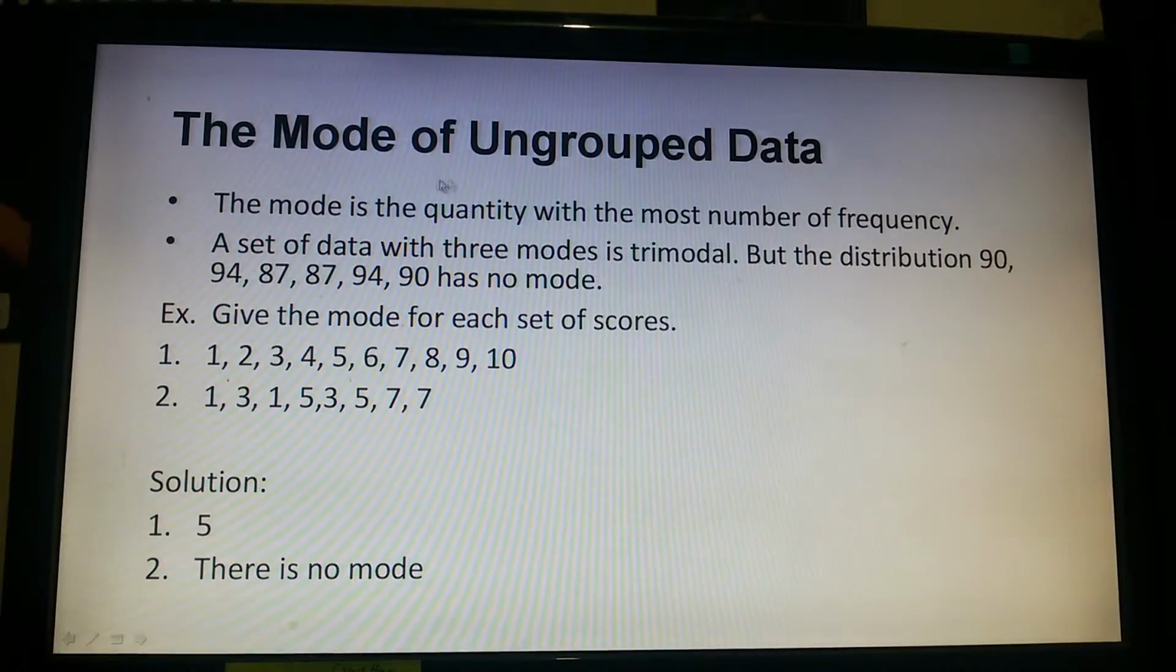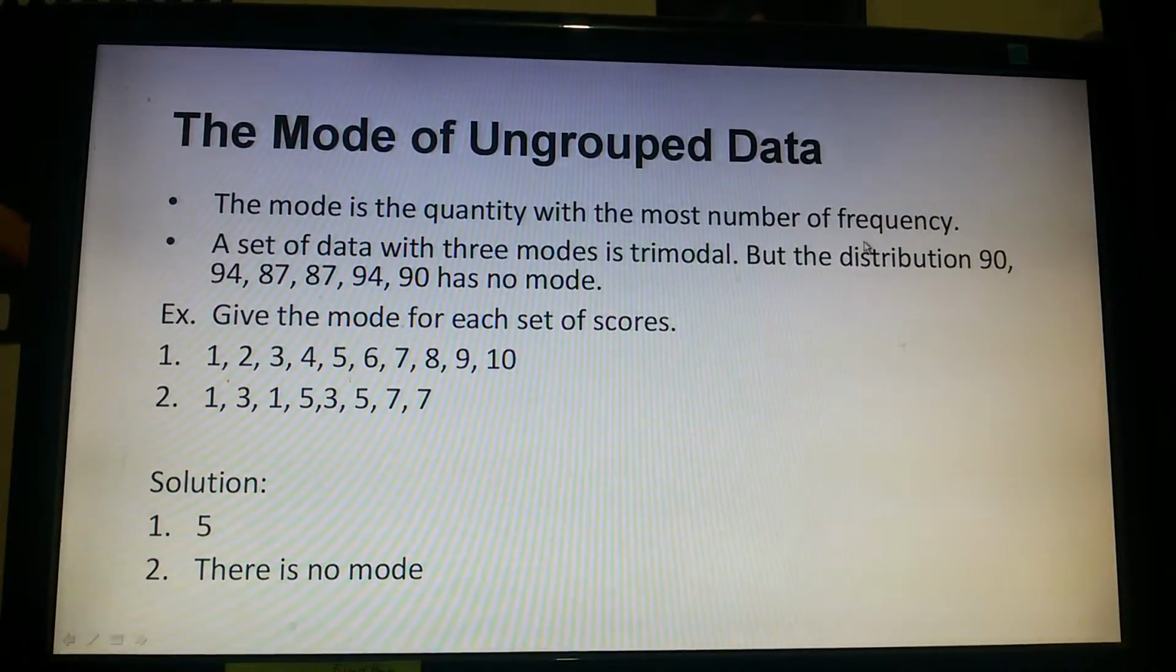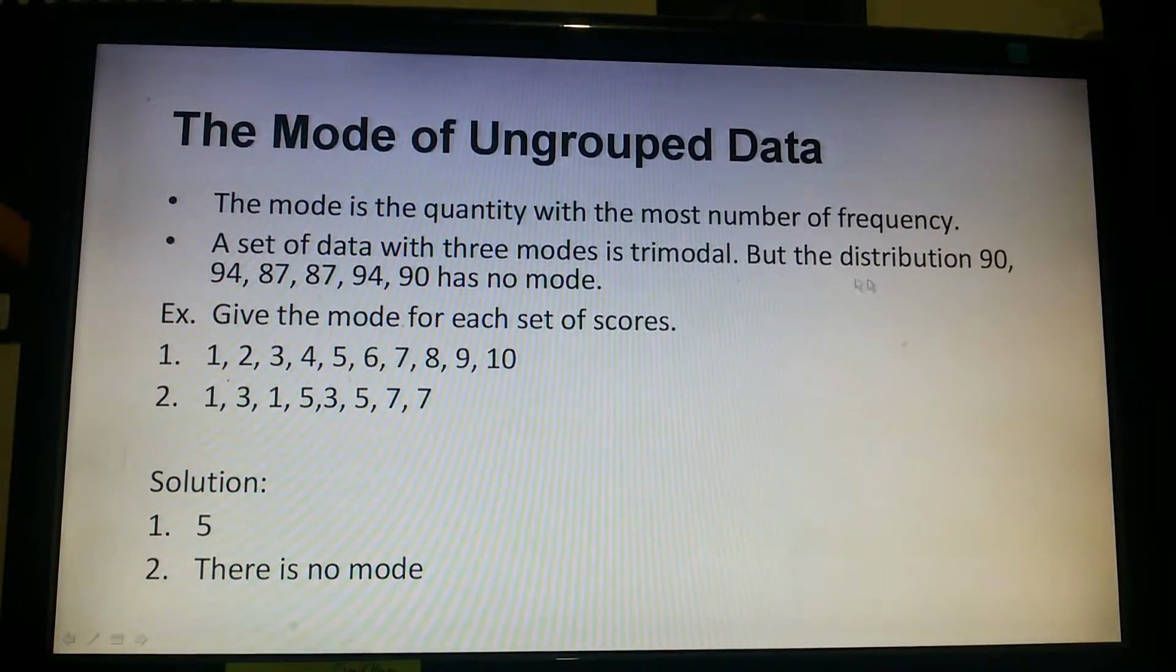Next we have the mode of ungrouped data. The mode is the quantity with the most number of frequency. A set of data with 3 modes is trimodal. But the distribution 90, 94, 87, 87, 94, 90 has no mode, since all of them have repetitions, or they have been in the set at least 2 times, each and every one of them. So you can't have a mode there.